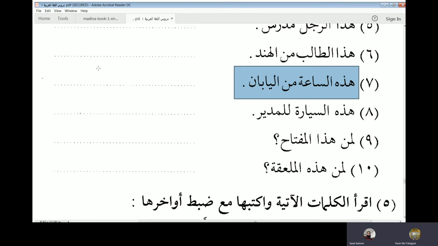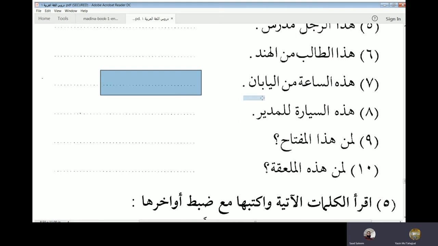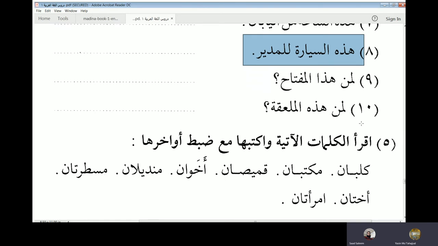These watches, from the Japanese. Okay. So that's hatani, al-sa'atani min al-yabani. This car belongs to the headmaster, and it would be hatani sayyaratani lil-mudir.